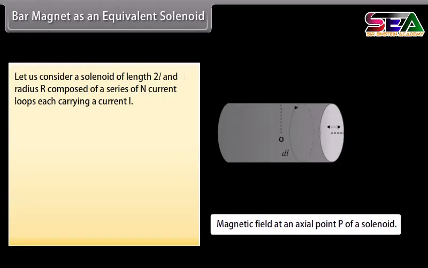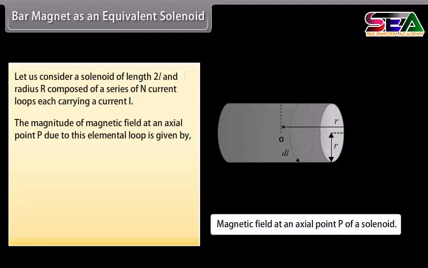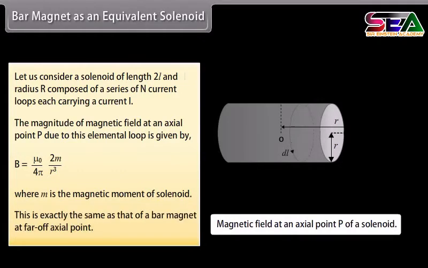n current loops, each carrying a current I. The magnitude of magnetic field at an axial point P due to this elemental loop is given by μ0/4π multiplied by 2m/r³, where m is the magnetic moment of the solenoid. This is exactly the same as that of a bar magnet at a far off axial point.